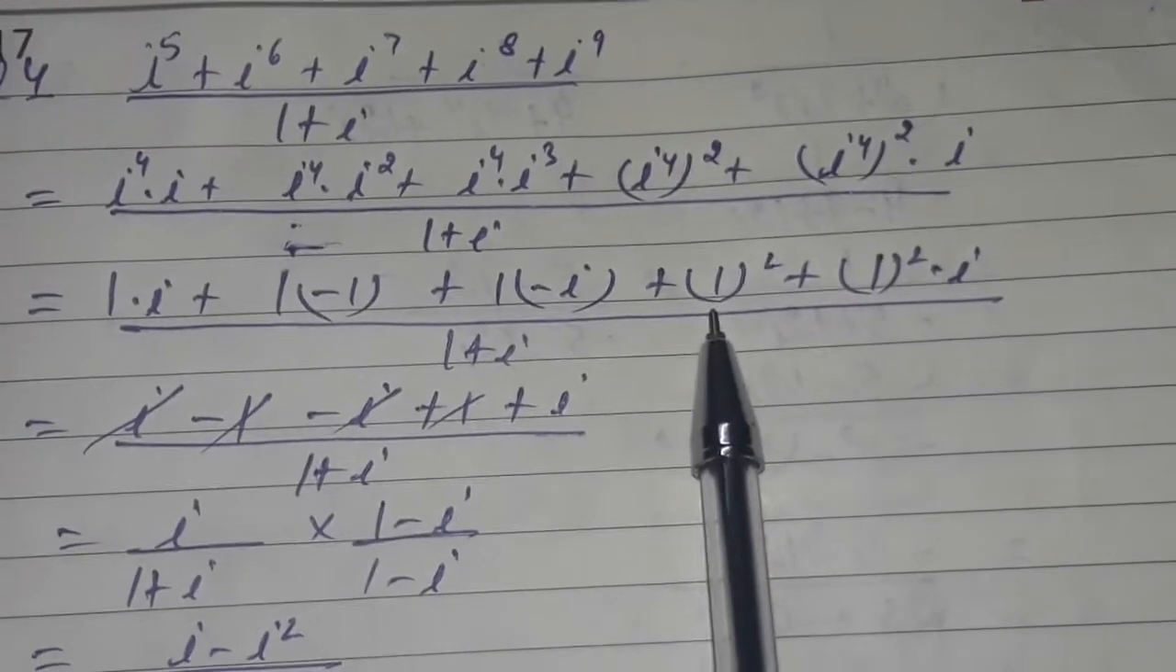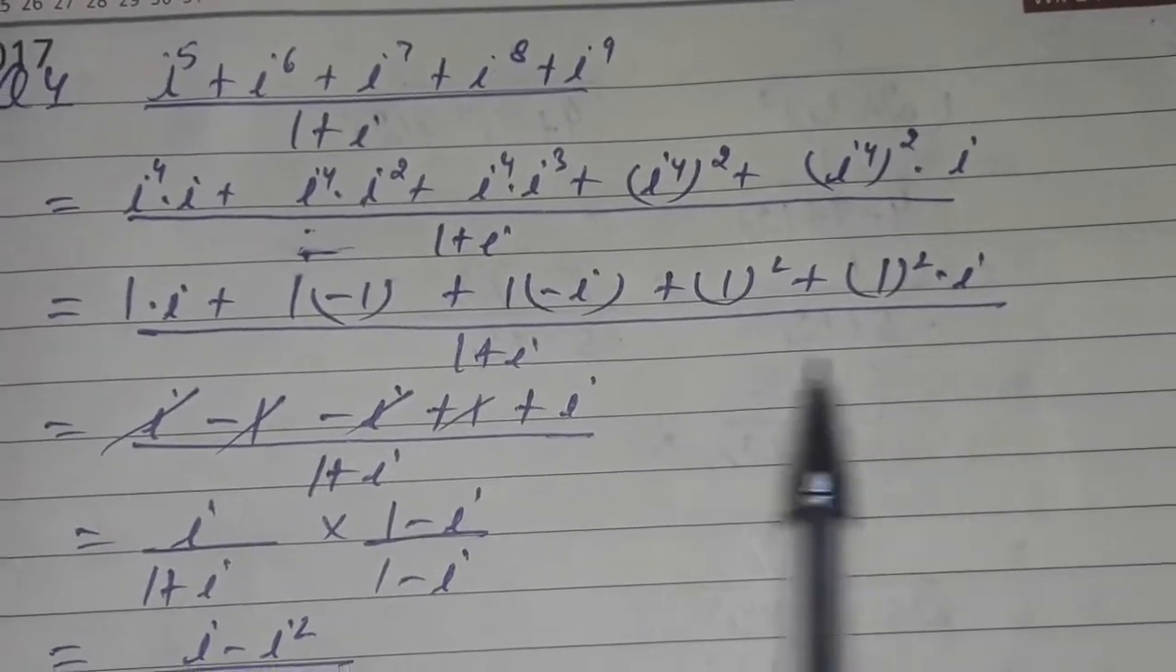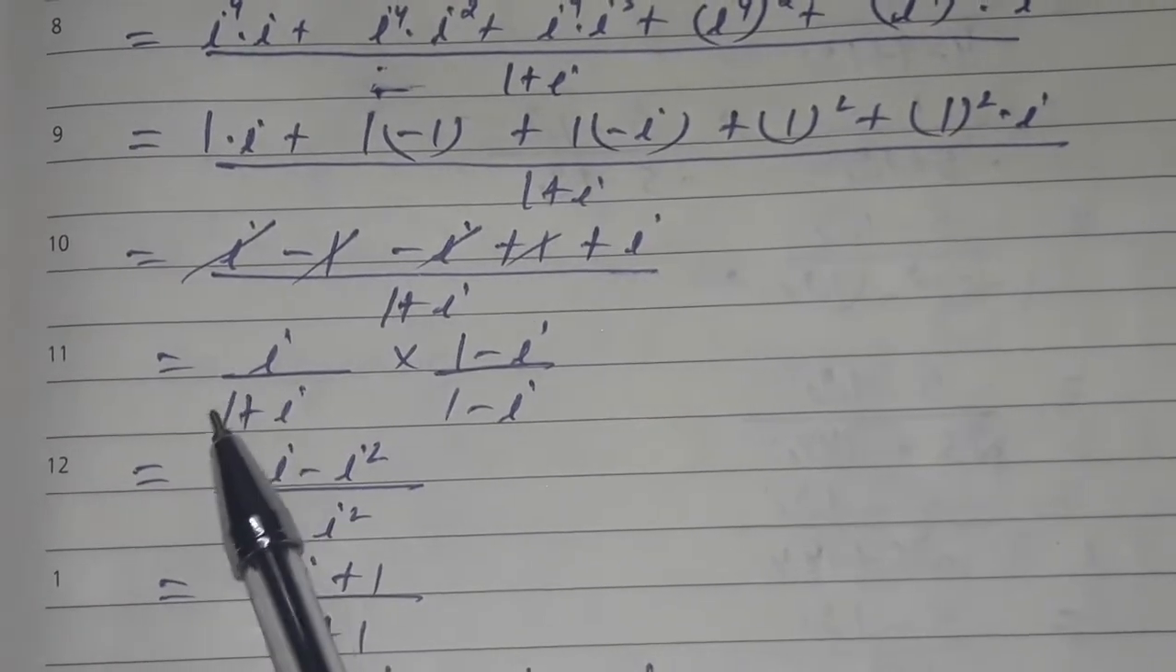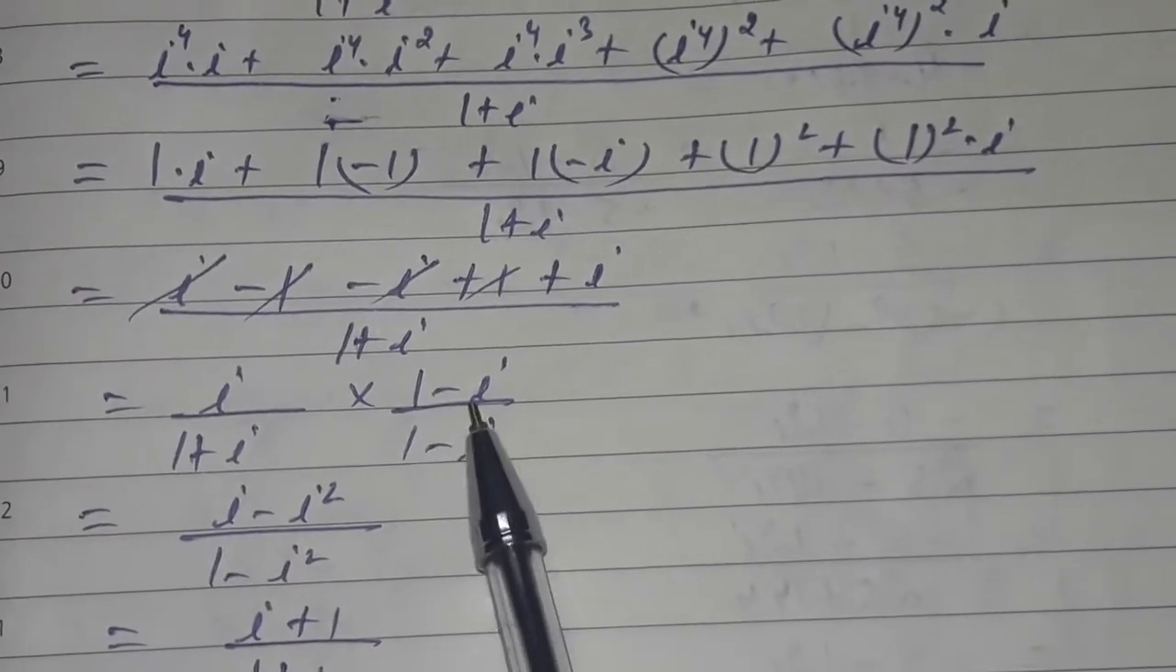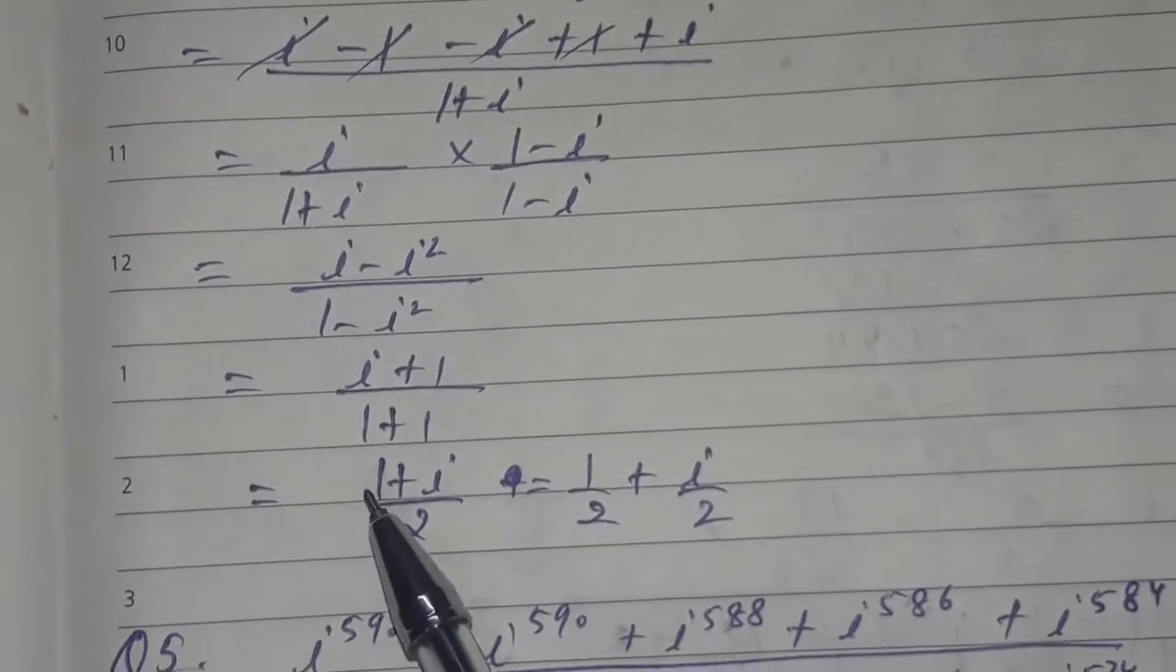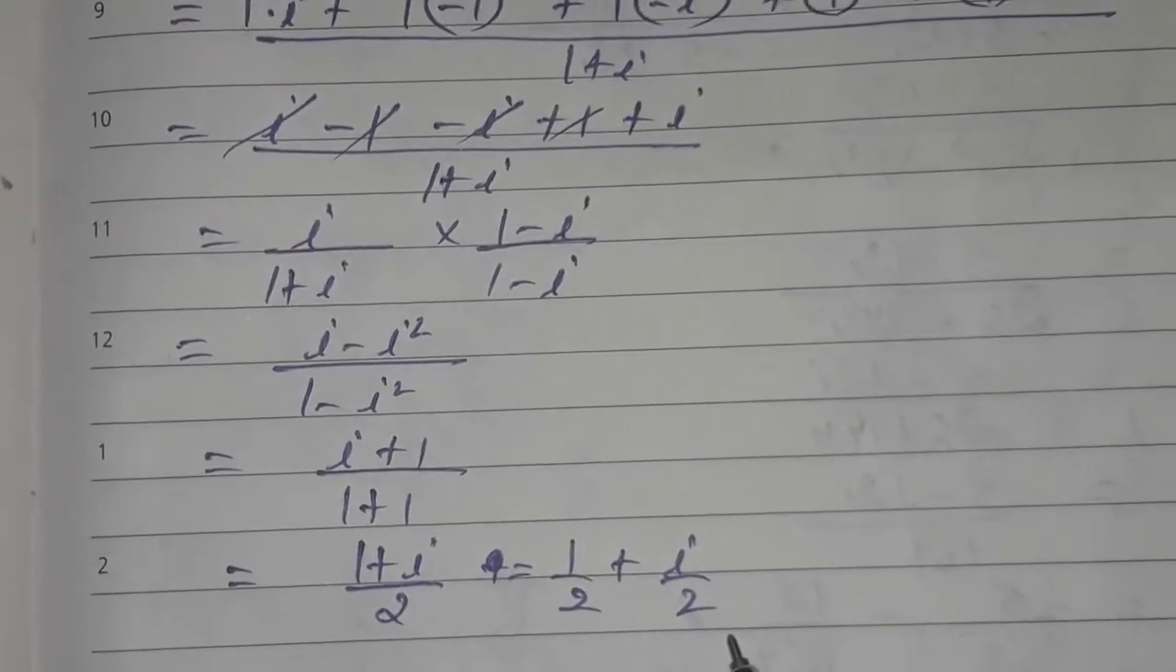This whole value becomes 1, it becomes 1 into iota. Now solving it, we get only iota upon 1 plus iota, multiply and divide with the conjugate. What value do we get? 1 plus iota upon 2, that is 1 upon 2 plus iota upon 2.